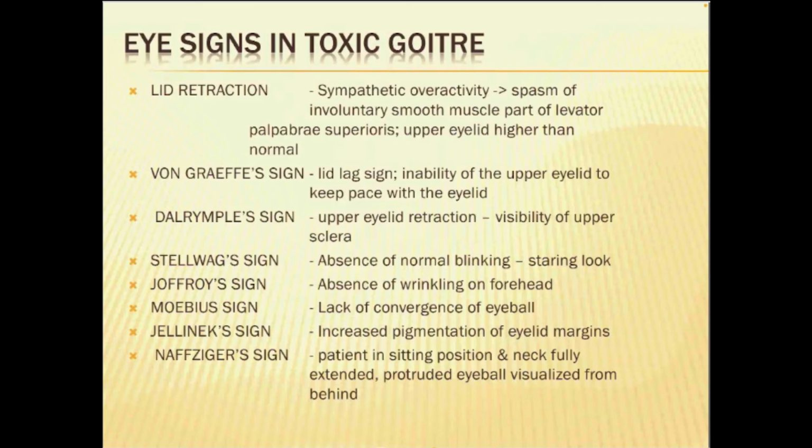And Moebius sign is lack of convergence of the eyeball. If you bring your hand towards the root of the nose, the convergence of the eyeball will occur in a normal person. But these patients will find it difficult and will move the head backwards to focus on your hand. When you bring your hand or finger towards the root of the nose of the patient, the eyeballs cannot converge, so they will move their head backwards to focus on your finger. This lack of convergence of the eyeball is called Moebius sign.